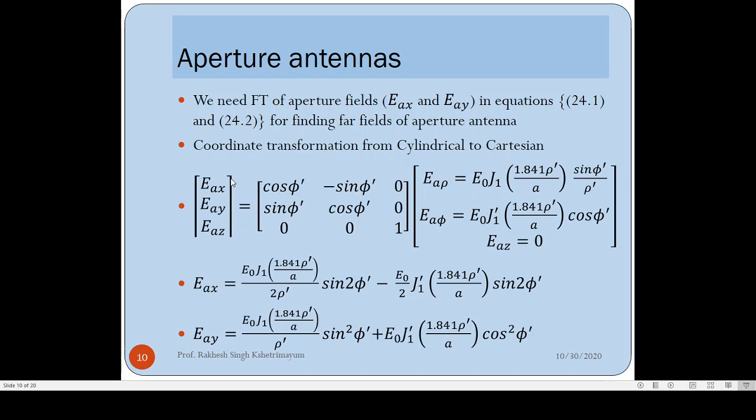Now when you do the coordinate transformation, EAX will have terms like this. First term is J1 and second term is J1 dash, and this is the contribution from the rho and phi components for the EAX. Similarly for the EAY, you will have contribution from the rho and phi components. You will have J1 here, J1 dash here. One point to be noted is that you also have sine of 2 phi dash here, sine of 2 phi dash here after doing the coordinate transformation, and you also have sine square phi dash, cos square phi dash here.